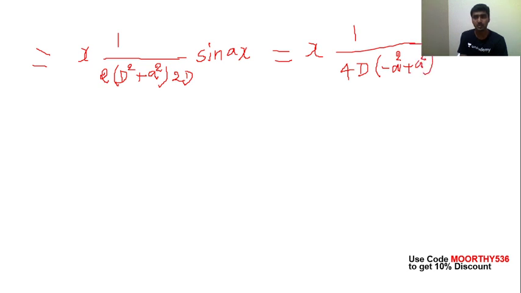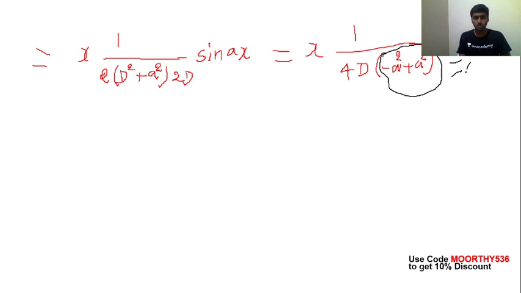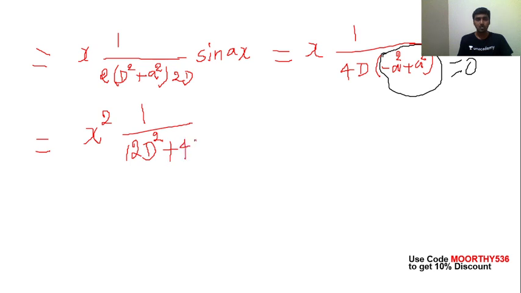Again the denominator is 0. So again we have to multiply x in the numerator, and the second time differentiate the denominator, giving x into x square. Multiplying the 4D inside, we get 4D cube. Differentiating 4D cube one time gives 12D square, then inside, 4D into a square, differentiating 4D gives 4, so 4a square into sin ax.